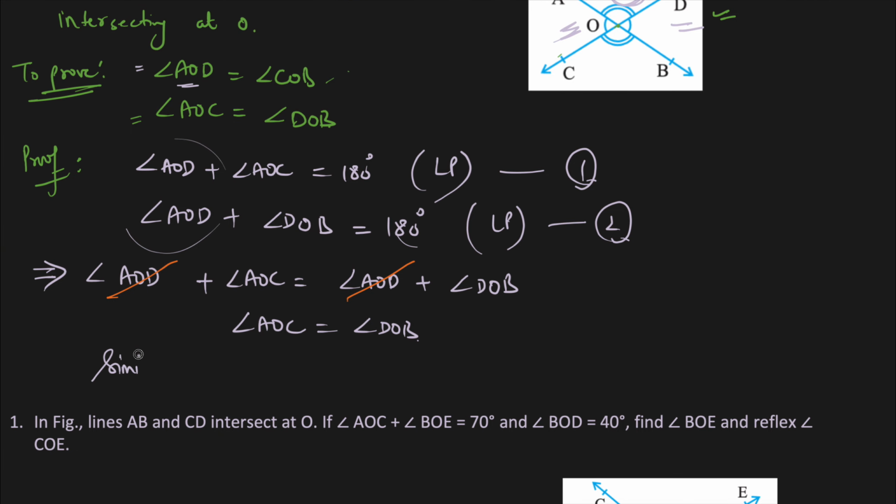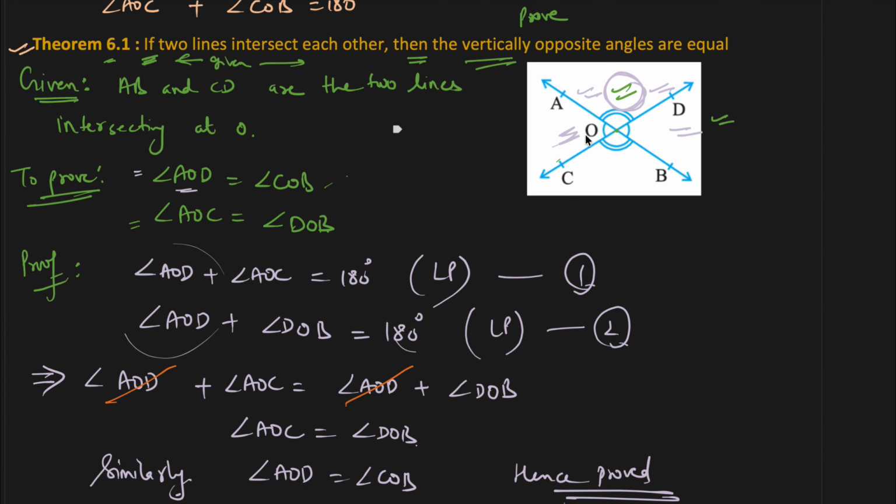So similarly, I'll say angle AOD equals COB, and then you write hence proved and done. I hope the proof of the theorem is clear. I just used the linear pair axiom and then equated it, as both are equal to 180. You can do it like that, and then you get your answer, and similarly the other part also. Okay, students? So for a theorem, what do you have to do? First draw the figure, then given, then to prove, and then prove.